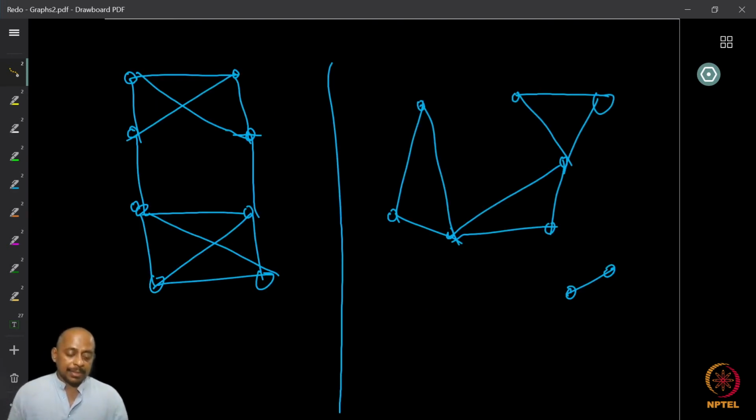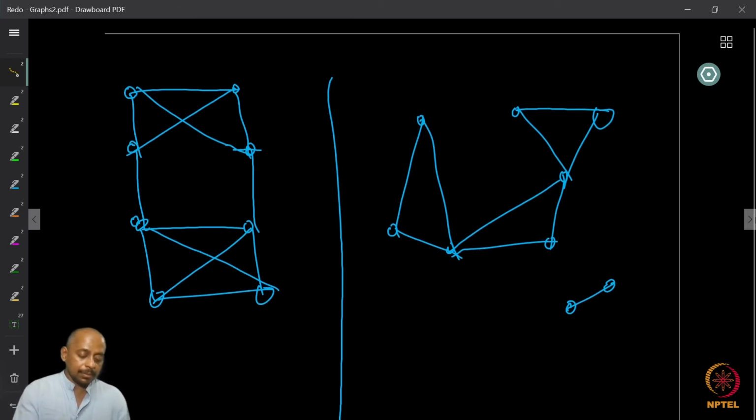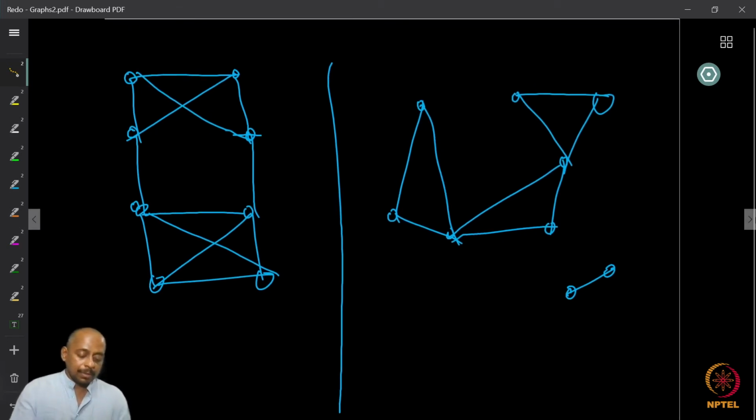And here are some examples, right? If you look at this graph, it is 2 connected because one can verify that there is no cut vertex. We don't have any cut vertex here.